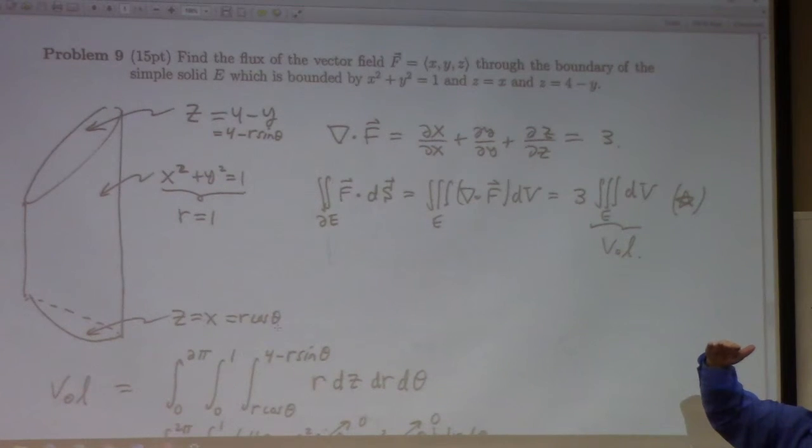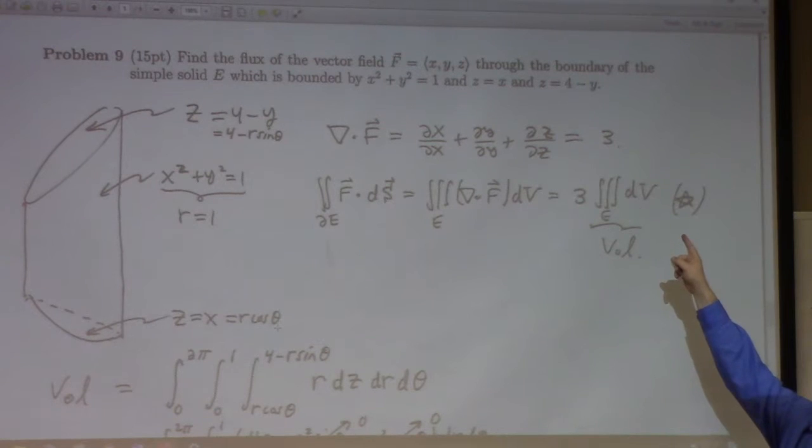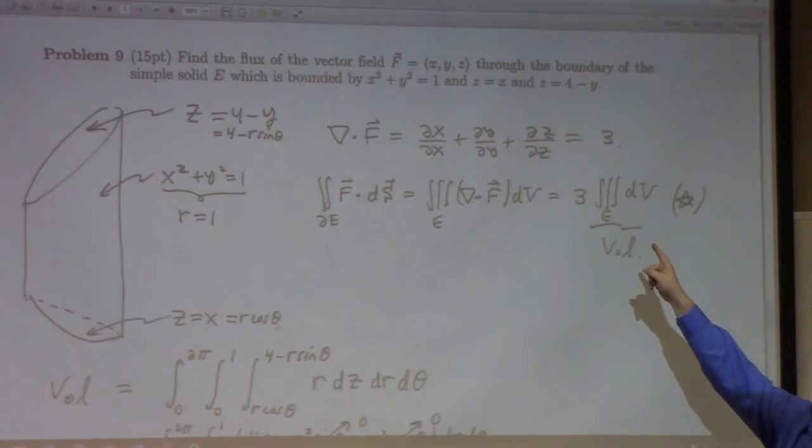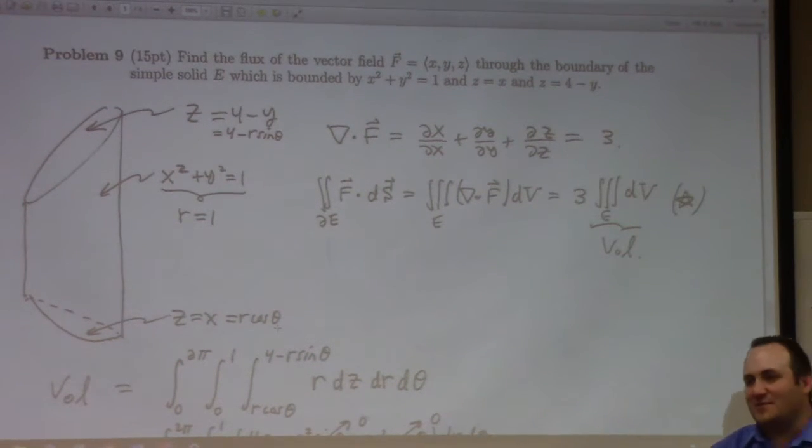So which one's on top and which one's on the bottom? z equals 4 minus y is on top. z equals x is on the bottom. And there's no chance that they intersect. If they intersect, it means I got a typo in the test, all right? That's what it means.